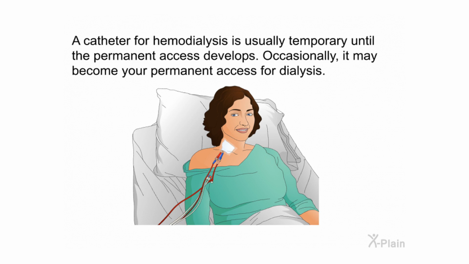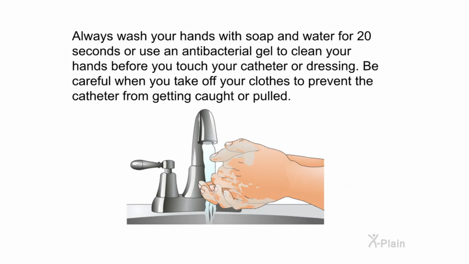A catheter for hemodialysis is usually temporary until the permanent access develops. Occasionally, it may become your permanent access for dialysis. Always wash your hands with soap and water for 20 seconds or use an antibacterial gel to clean your hands before you touch your catheter or dressing. Be careful when you take off your clothes to prevent the catheter from getting caught or pulled.